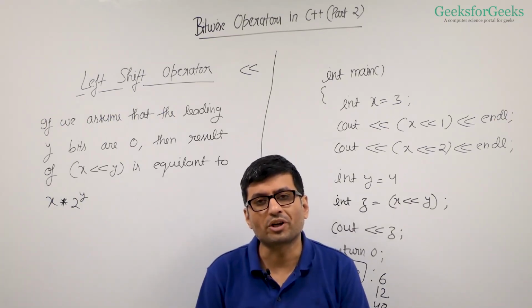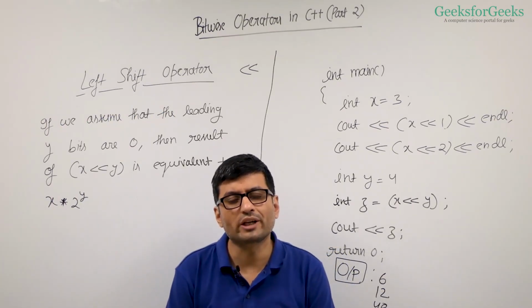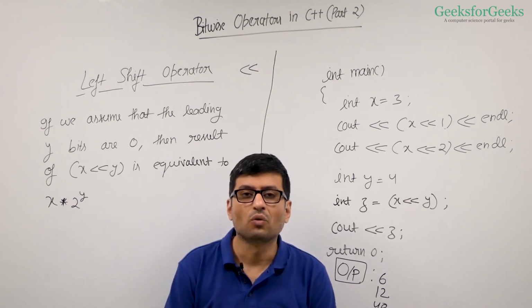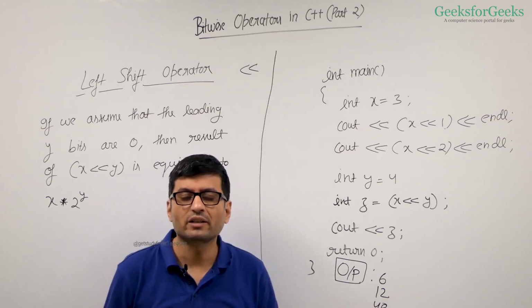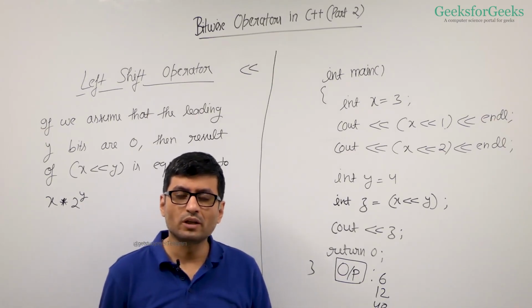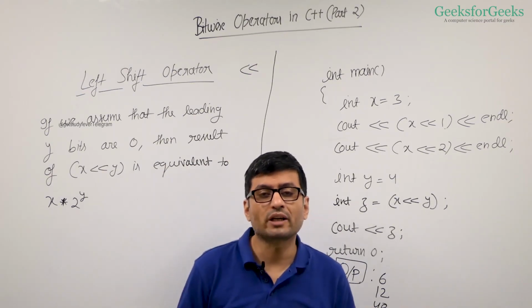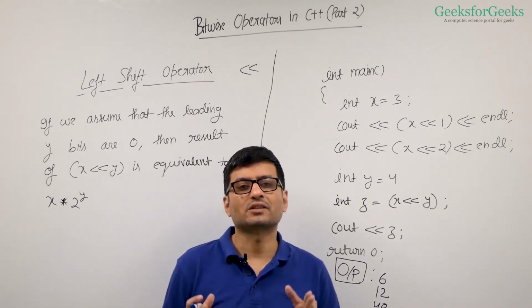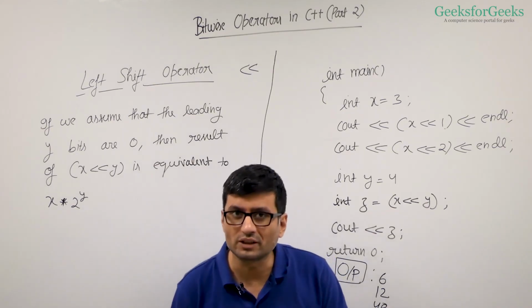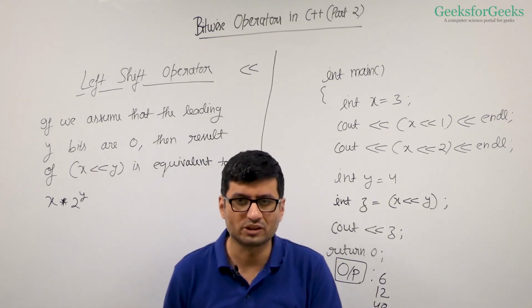One interesting property to note about the left shift operator: if we take a closer look, we can notice one property. x left shift y is equivalent to x into 2 raised to the power y, assuming that the first y bits in the binary representation of x are zeros. Because if they are ones, then you are actually going to reduce the value, not multiply it with some value, right?